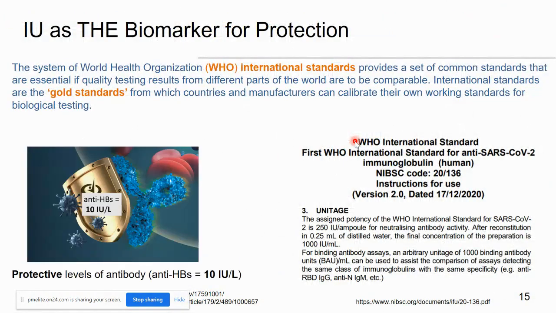The international unit is something that has received a lot of attention. WHO has come out with this international standard. These are common standards that are essential to test between different platforms and eventually serve as the gold standard for companies to work out their assays and protocols. As you can see, in the case of hepatitis B, the protective level of antibodies is 10 IU per liter. For Hep B, people have to go through this examination to enter certain careers. For example, laboratory researchers need to show that they have that antibody to protect them from any potential exposure. On the right is our newly formulated international standard for anti-SARS-CoV-2 immunoglobulin.